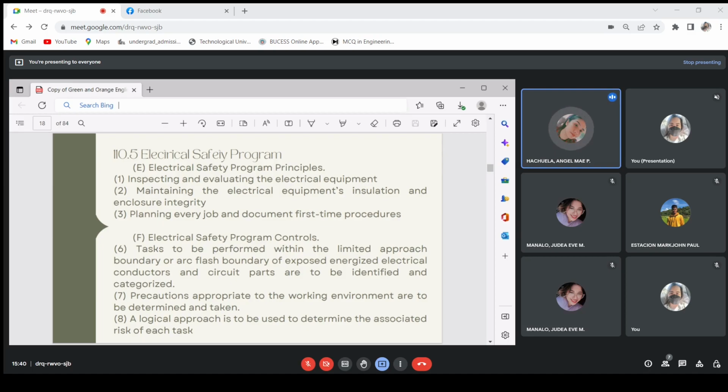Letter F is electrical safety program controls. So an electrical safety program shall identify the controls by which it is measured and monitored. So here's some example of program control. Number 1, tasks to be performed within the limited approach boundary or arc flash boundary of exposed energized electrical conductors and circuit parts are to be identified and categorized. Next is precautions appropriate to the working environment are to be determined and taken. Next is a logical approach is to be used to determine the associated risk of each task.